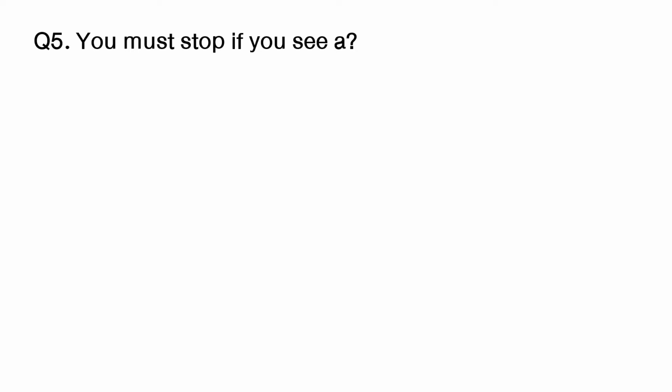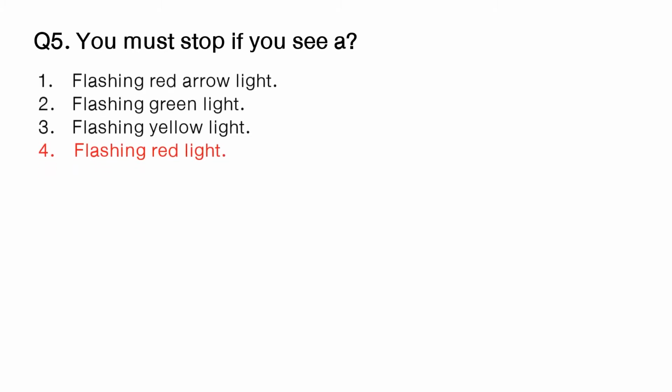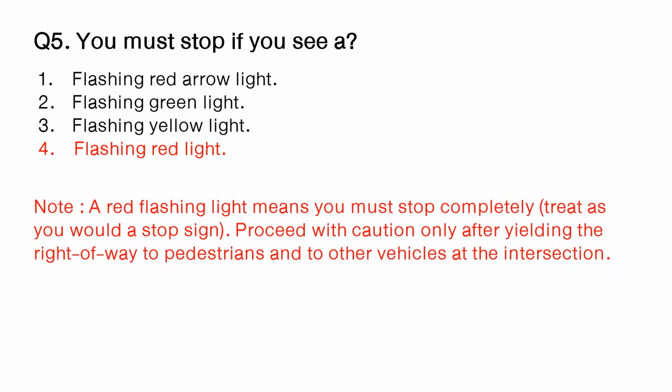The answer is option number 4, flashing red light. Note: a red flashing light means you must stop completely. Proceed with caution only after yielding the right of way to pedestrians and to other vehicles at the intersection.